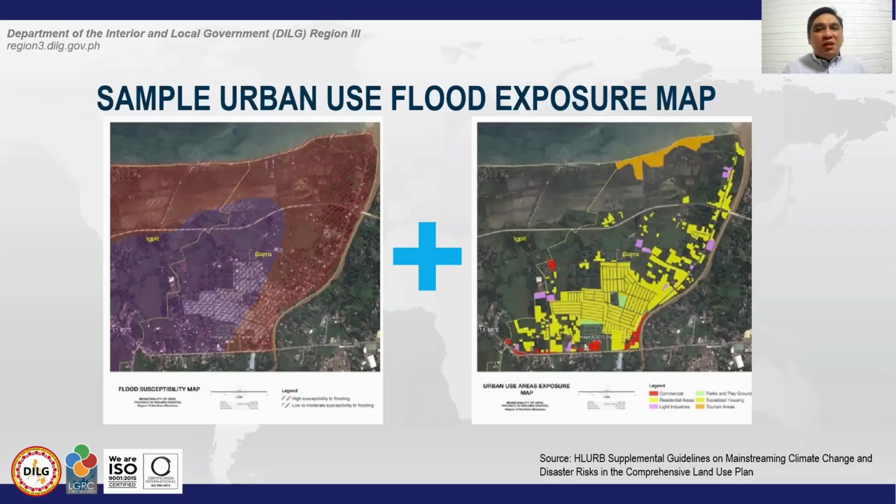This is a simple illustration on how to generate an urban use exposure map. On the left side is the flood hazard map, and on the right side is the urban land use map reflecting the commercial, residential, industrial, and tourism areas. If possible, it's better to use an actual land use map to ensure that only existing built-up urban structures are included in the analysis.